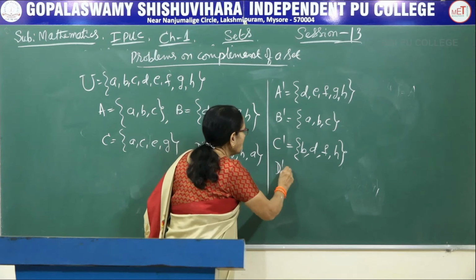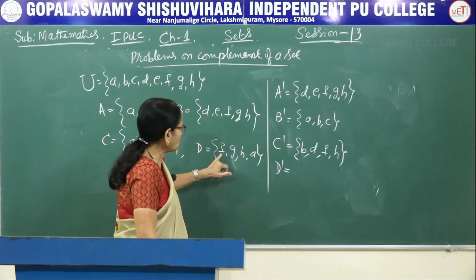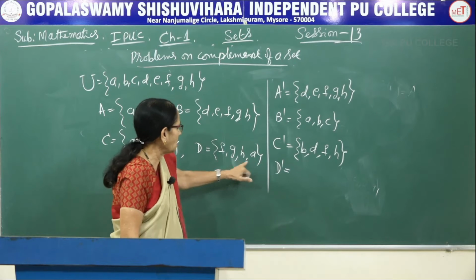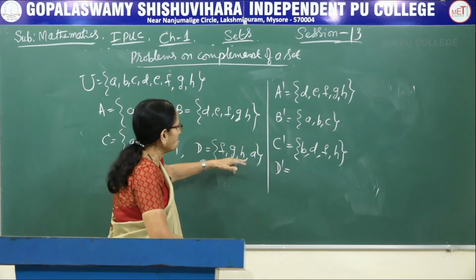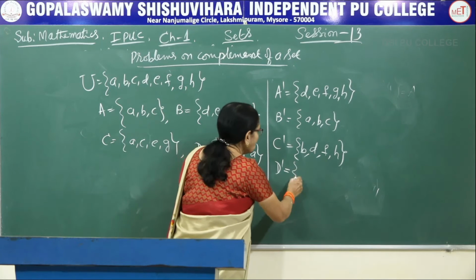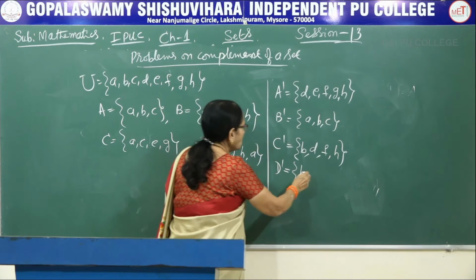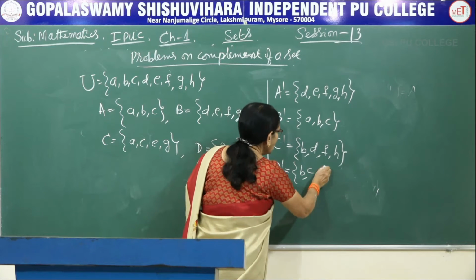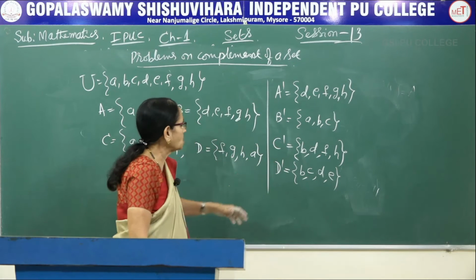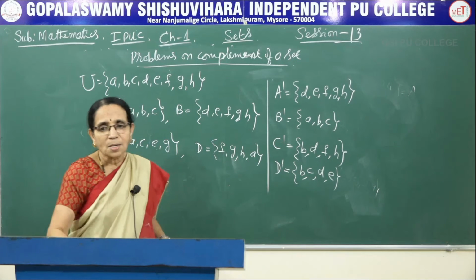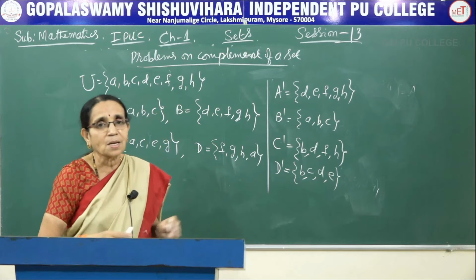Lastly, take D dash. D dash means F, G, H, E. Now, leaving out these elements, A is there, you can write B, then C, then D, then E. Okay, then F, G, H, they are already present. Therefore, D dash contains A, B, C, D.